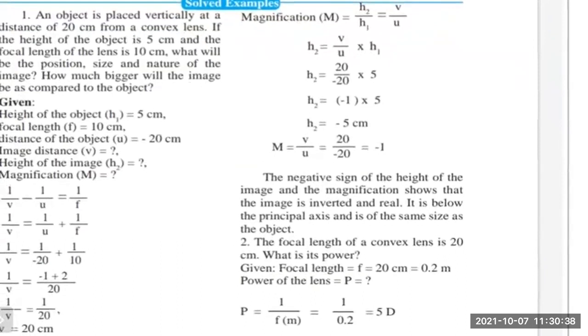Then magnification you can find. Magnification is equal to v upon u. So you have the value for v. You also have the value for u. So 20 upon minus 20 is equal to minus 1. Now here magnification you got minus 1.